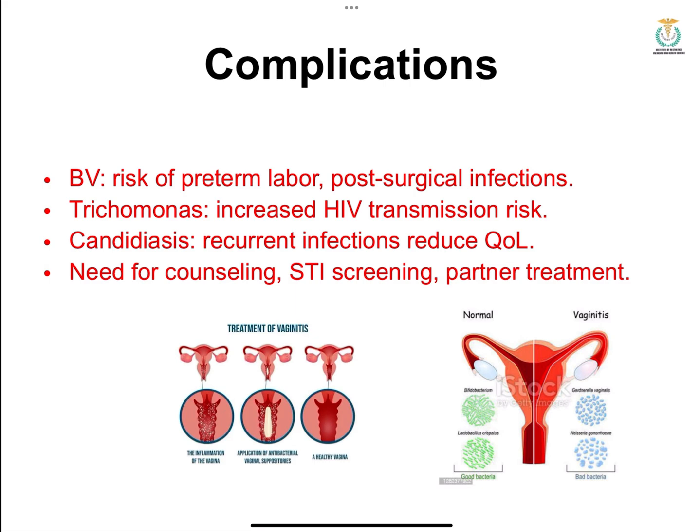So whenever there is a complication because of vaginitis, you should properly counsel the patient. So counseling is required, and go for sexually transmitted infection screening, as well as partner treatment. You should always treat the sexual partner also, simultaneously along with the patient. So these are the complications of vaginitis.